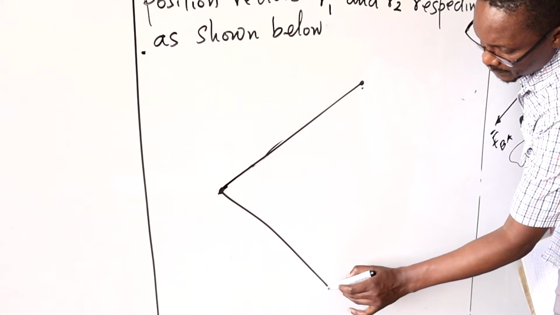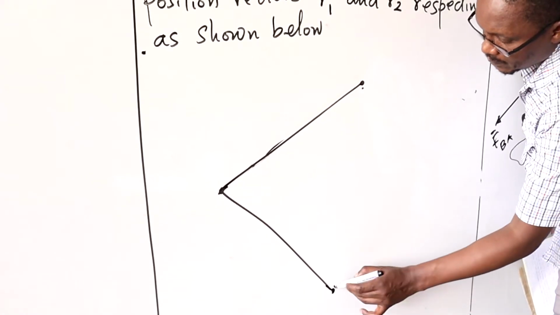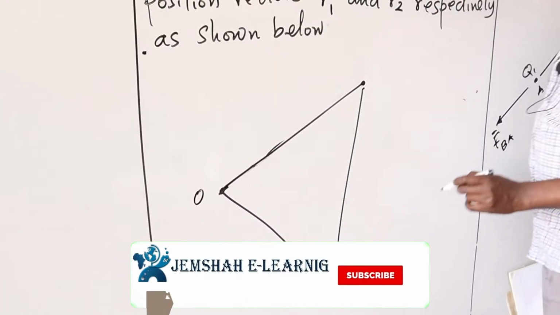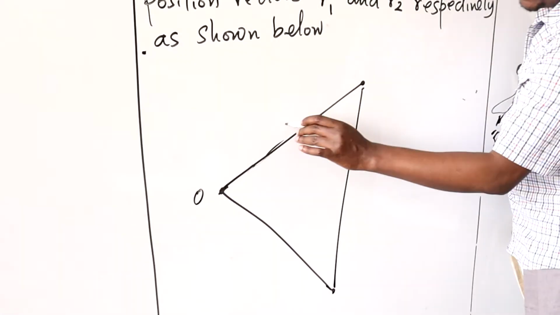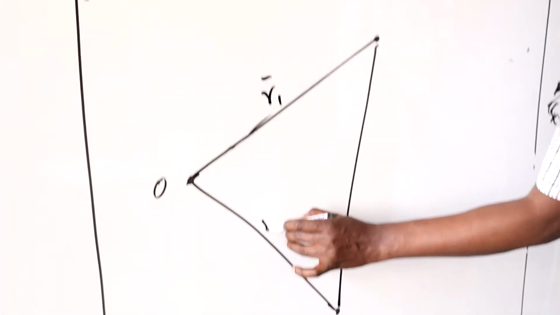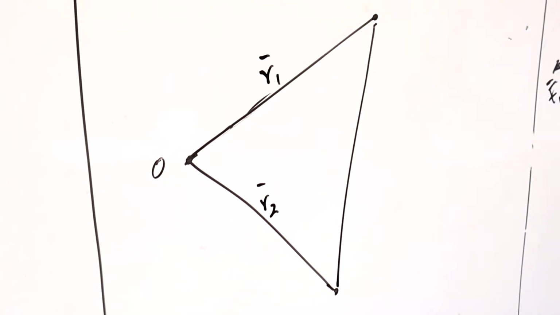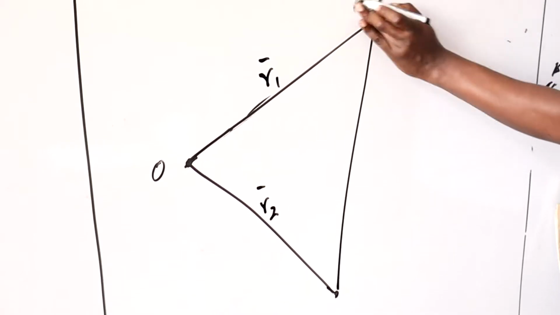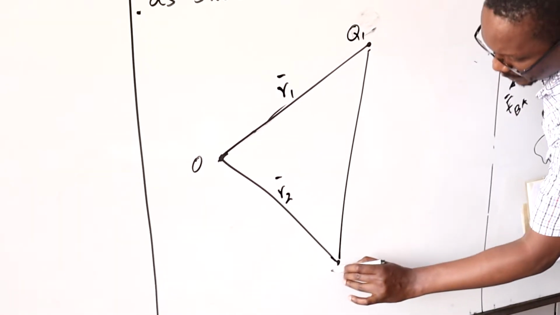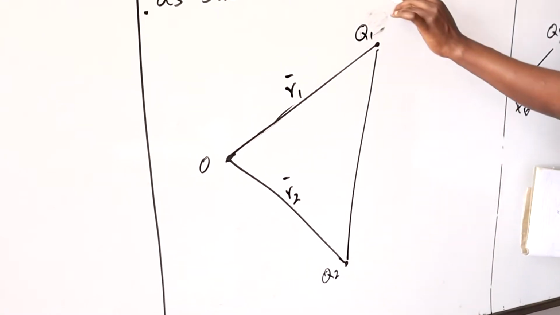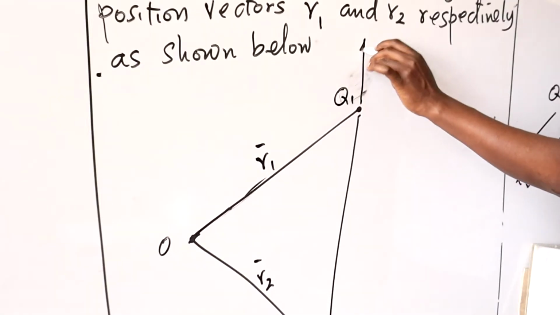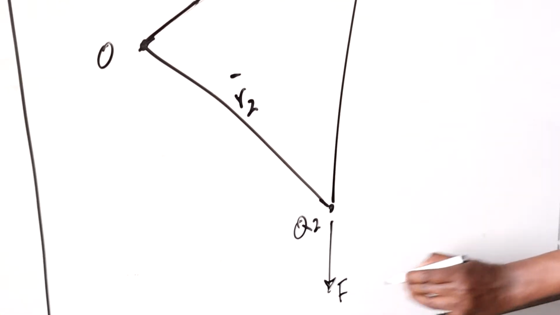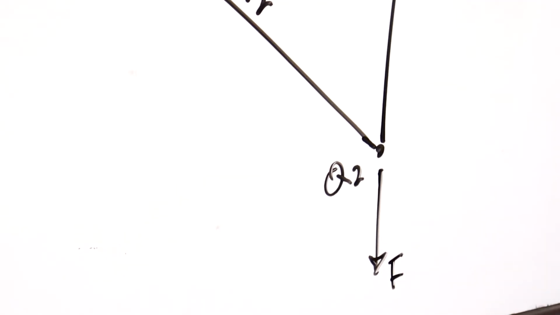So let me join the two points, like so. So say the origin is O or 0. So we have our position vectors R1 bar and R2 bar. So this is charge Q1, just pushed it aside slightly, and another charge here is Q2. Let me move upward in that particular direction. Say this is the other force.